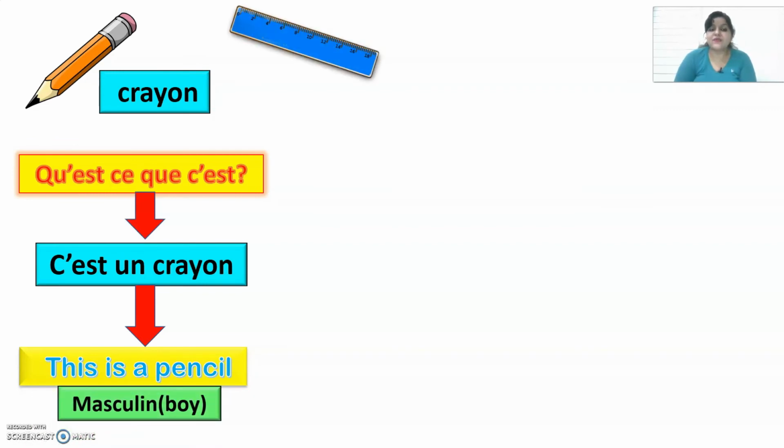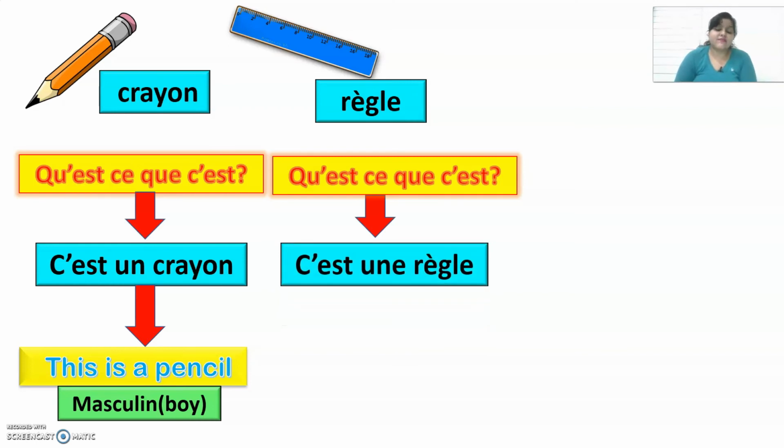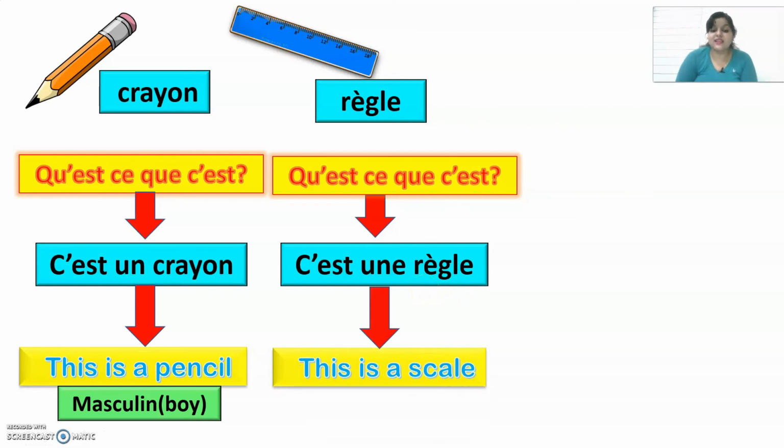Let's see another example. For example, scale. To scale we say règle. Now how you will ask what is this? You would say qu'est-ce que c'est? So if you want to answer that this is a scale, how you will say that? You would say c'est une règle. Now why I have used here the answer c'est une? Because my noun, that is the règle, comes under the category of feminine. So it also means this is a scale and it comes under the category of feminine.